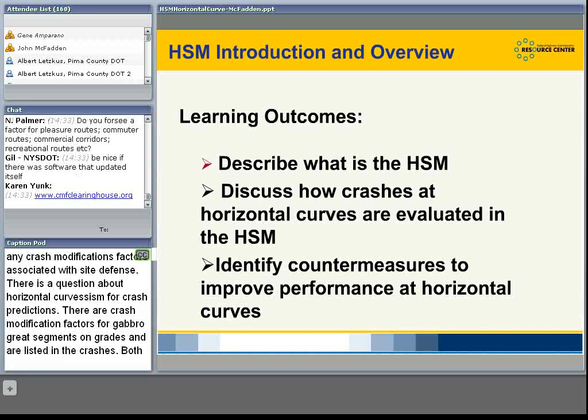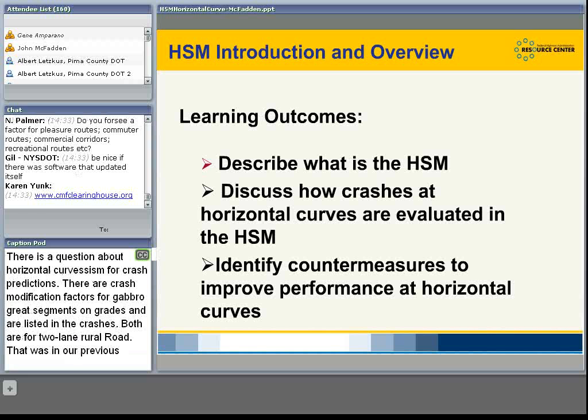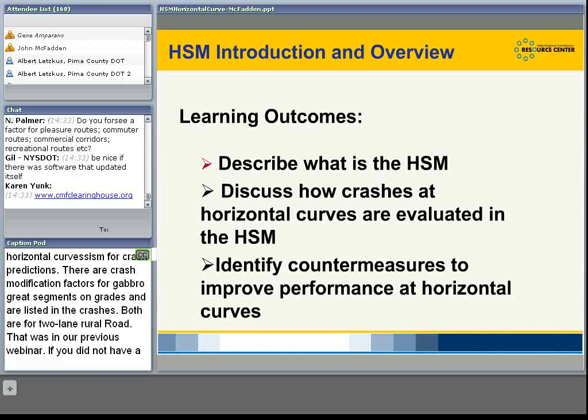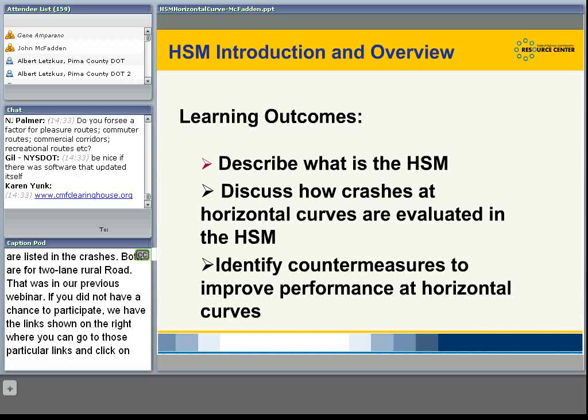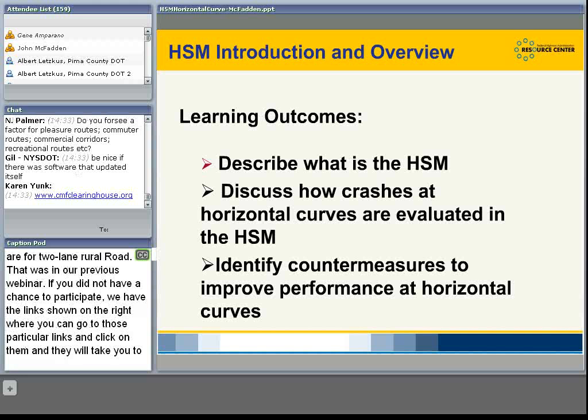I'm just reviewing something that just popped up. It talks about horizontal sight distance, a major factor to provide minimum stop sight distance and reduce crashes. Yes, minimum sight distance and stopping sight distance is critical in roadway design. However, we don't have any crash modification factors associated with sight distance.